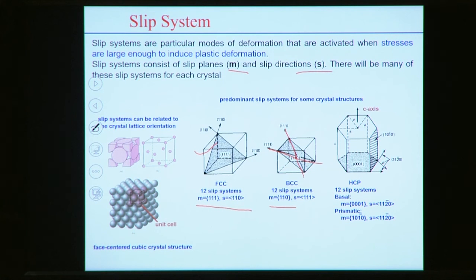These are the slip systems in BCC structure. But in BCC structure, other slip systems also exist. We will discuss that later on. In HCP also 12 such slip systems exist. Basically, two slip planes are the base plane, and one is the prismatic plane, and these are the possible slip planes and possible directions also indicated.